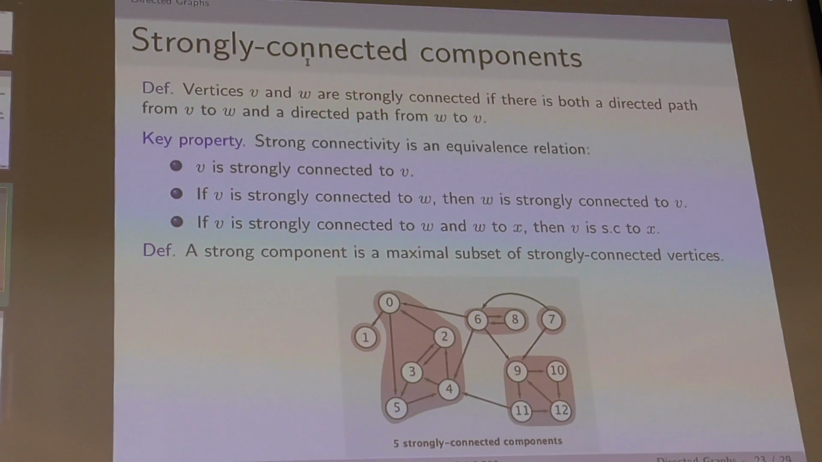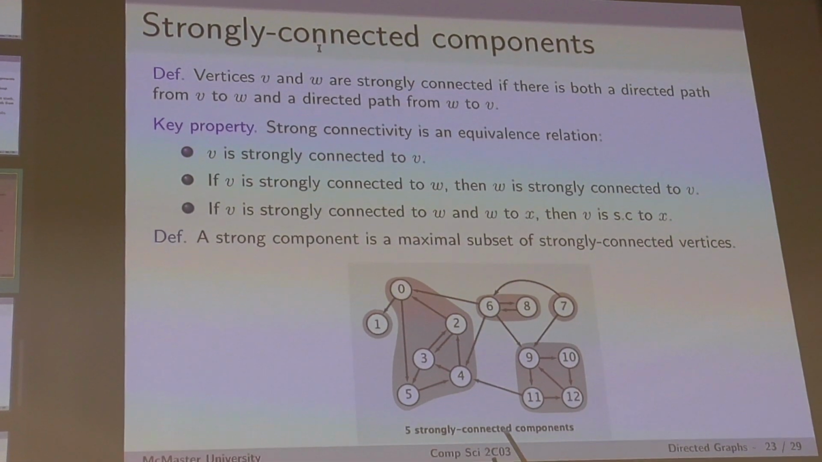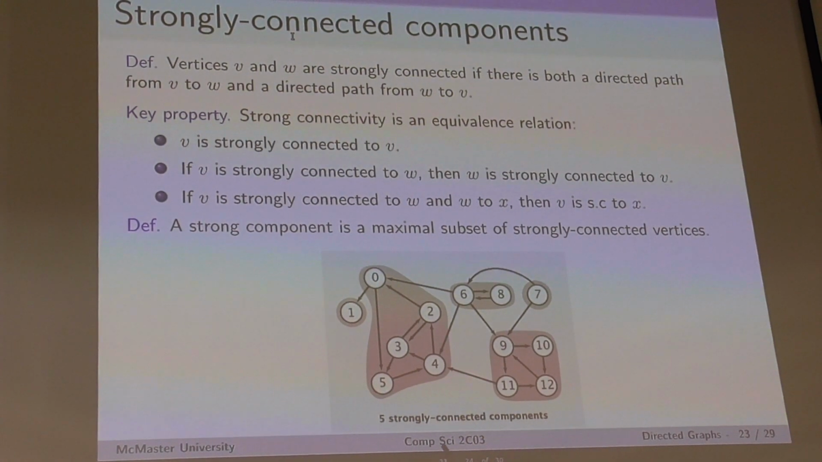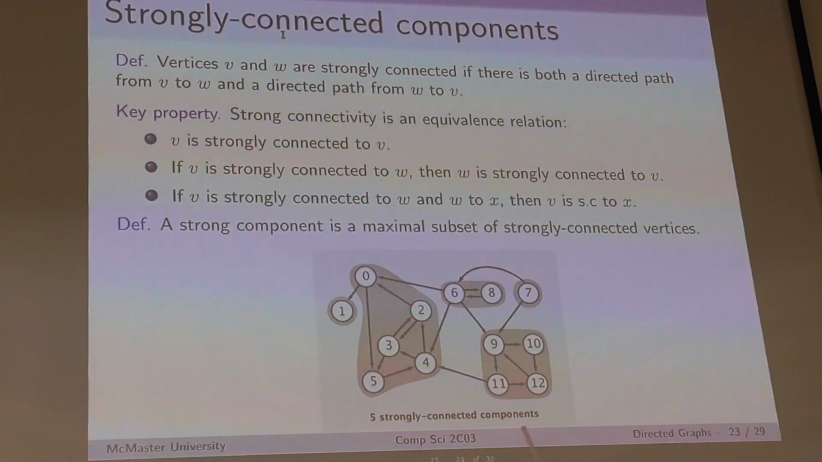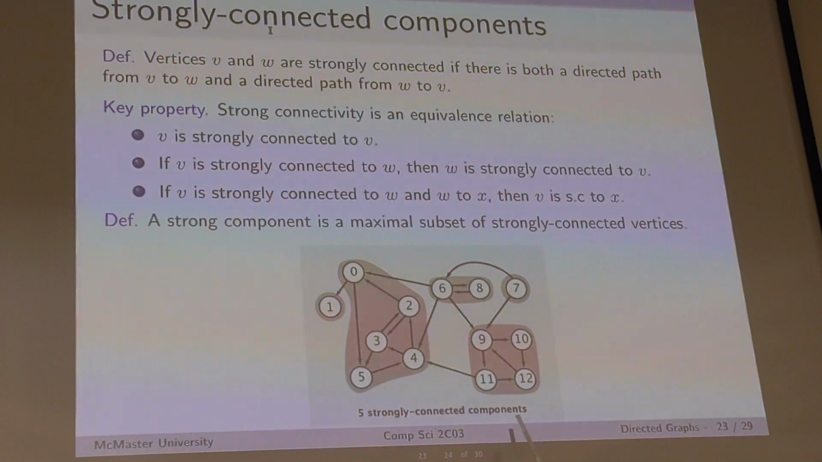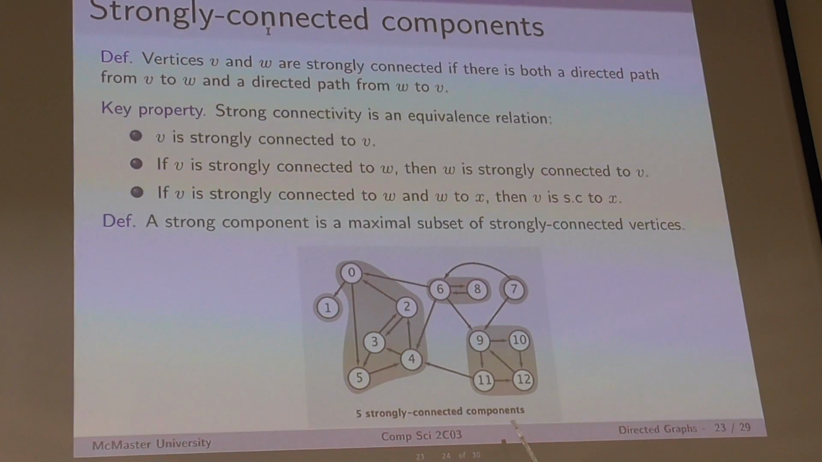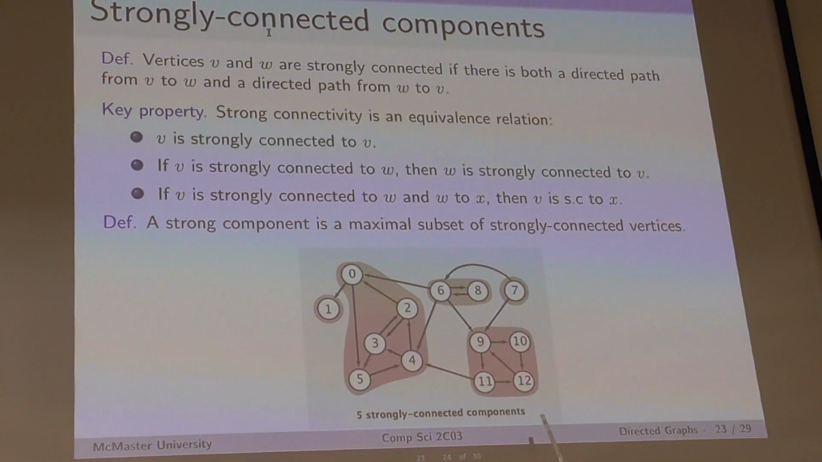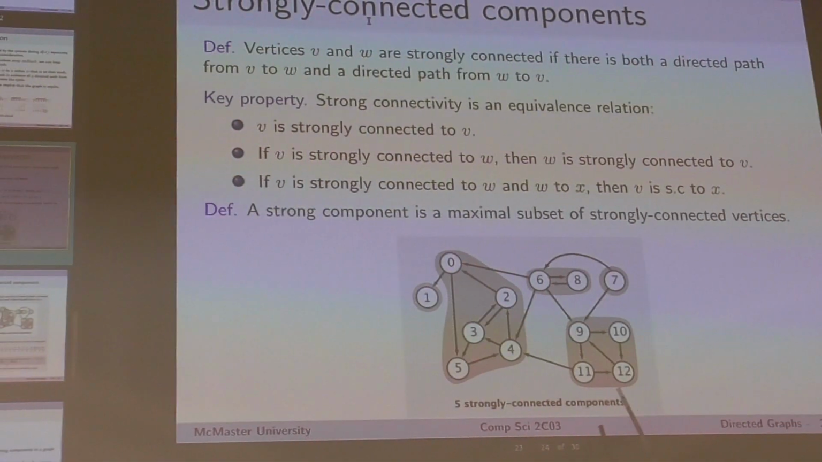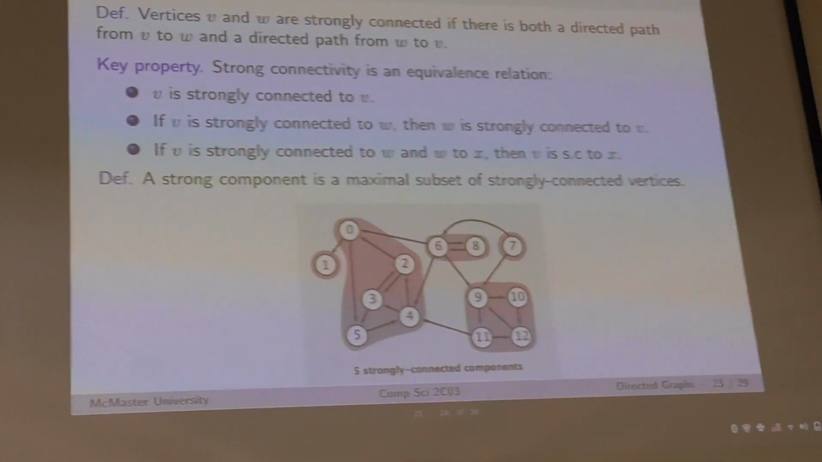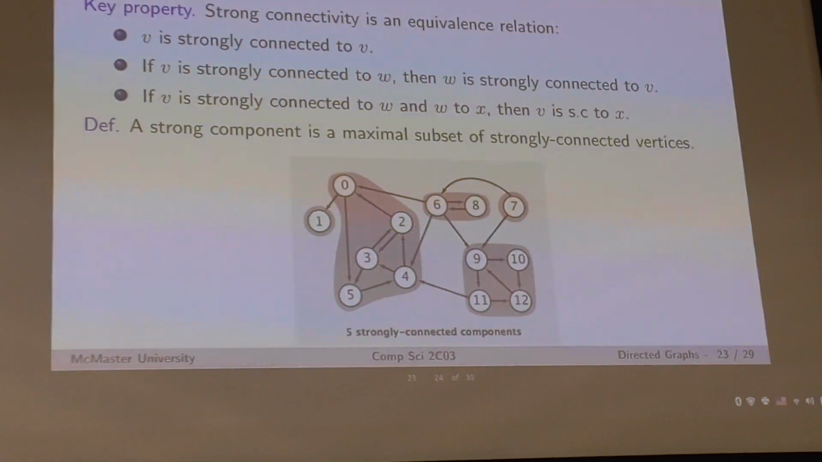So the component itself is the maximal subset. Actually, this one makes a better example. 9, 11, 12 is a cycle. 9, 10, 12 is also a cycle. There are two subcycles inside of that strongly connected component.